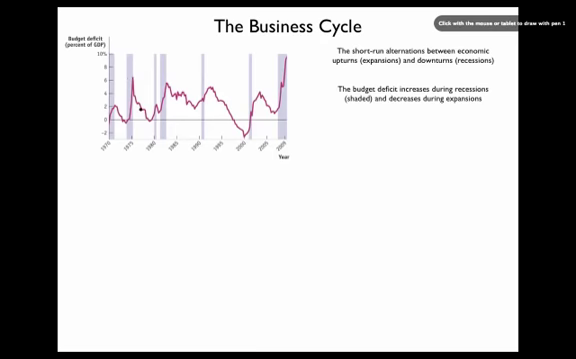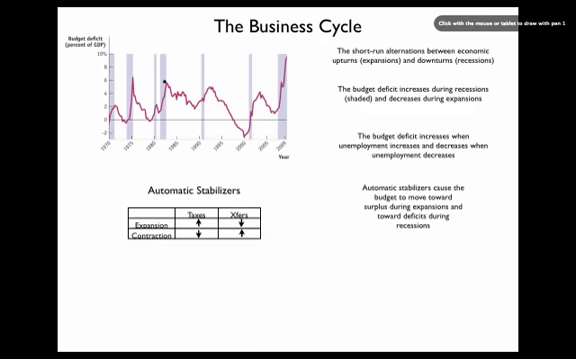You'll notice here the budget deficit, which is the purple line, increases during recessions and decreases during expansions. Now this makes sense because the budget deficit increases when unemployment increases, and that's what happens in a recession, and then it decreases when unemployment decreases. Remember this idea of automatic stabilizers? Well, the automatic stabilizers cause the budget to move towards surplus during expansions. And again, during an expansion, those automatic stabilizers are increases in taxes because the economy is doing better.